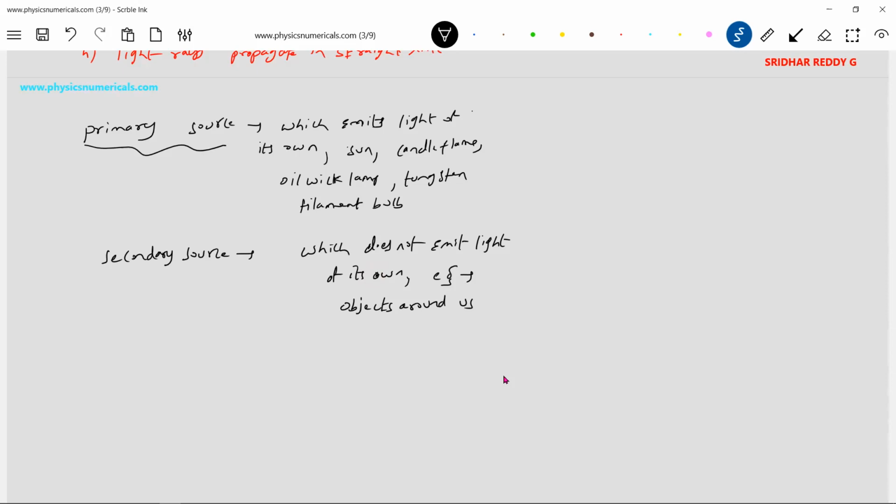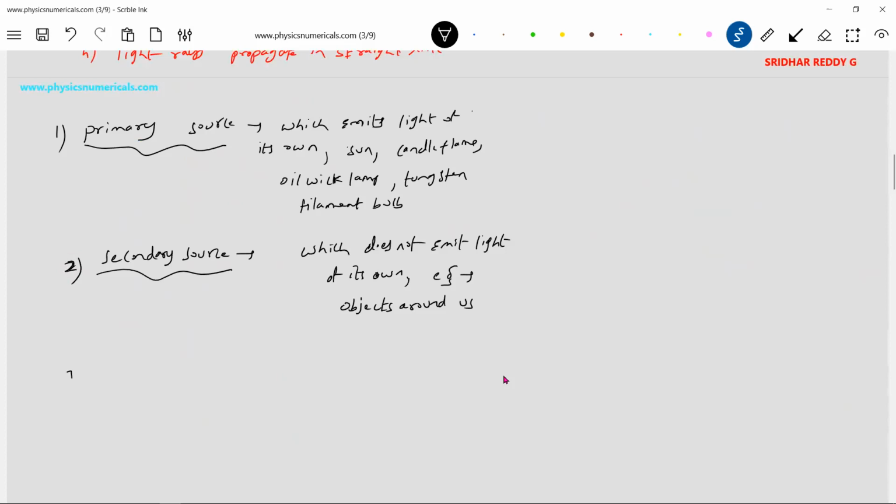Suppose I am myself. Do I emit any light? No. So will I be visible in a pitch dark room? No, I will not be visible. But can you treat me like a source? Yes, because if the light emitted by the tube light falls on my body, my body will reflect it, as if I am a secondary source here. So it does not emit light of its own.